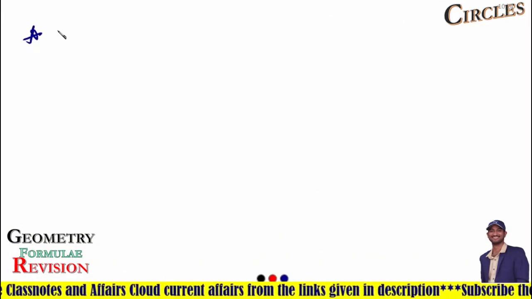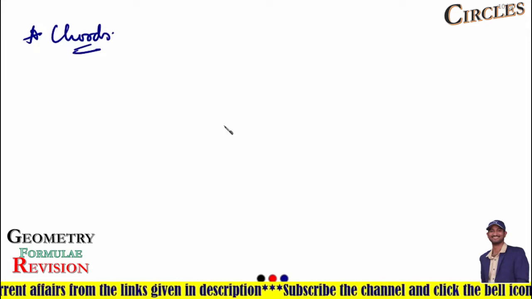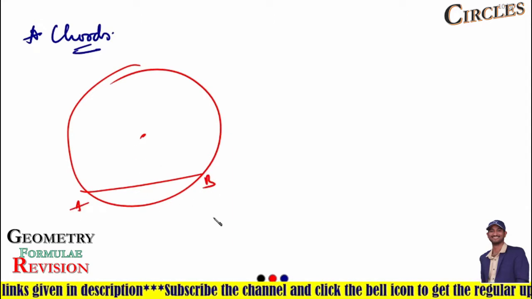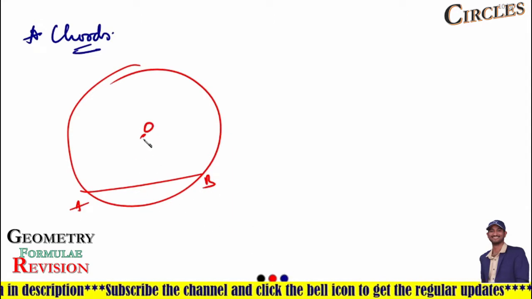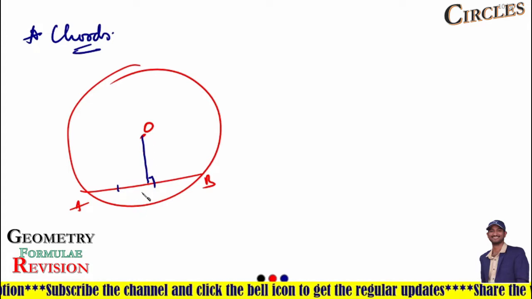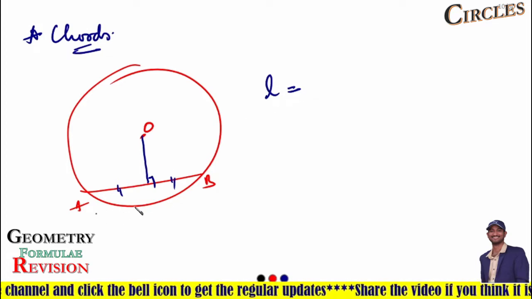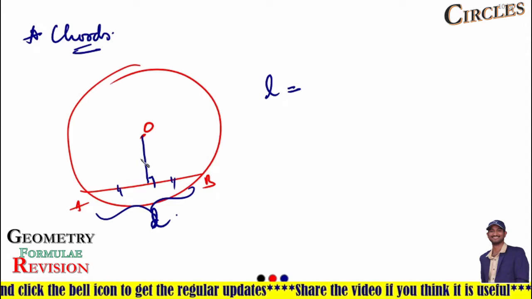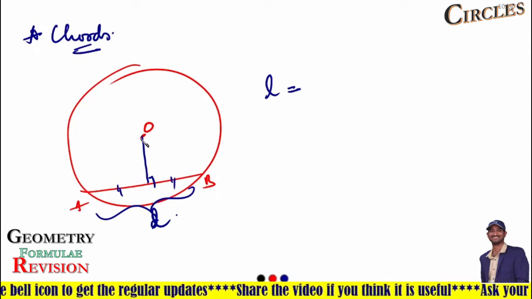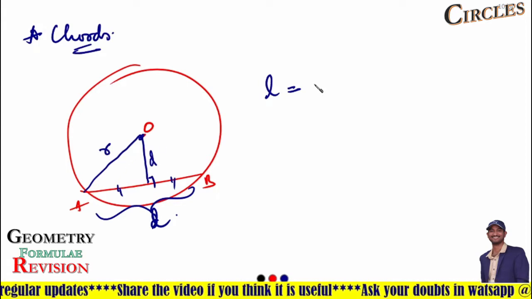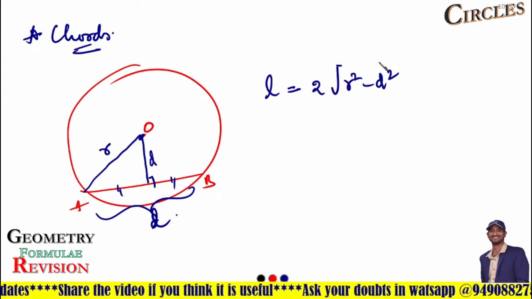Next topic is chords. A chord is a line joining any two points of a circle. First we will discuss some basic properties of a chord. Suppose it is a chord AB, and O is the center. If I draw the perpendicular from the center, definitely it bisects the chord. The length of the chord L, if the perpendicular distance from the center to the chord is small d, and R is the radius, is equal to 2 times the square root of R squared minus d squared.